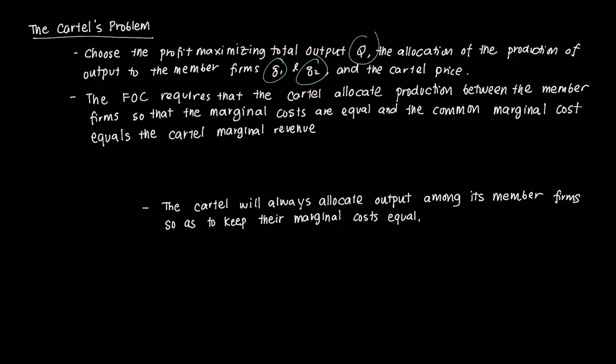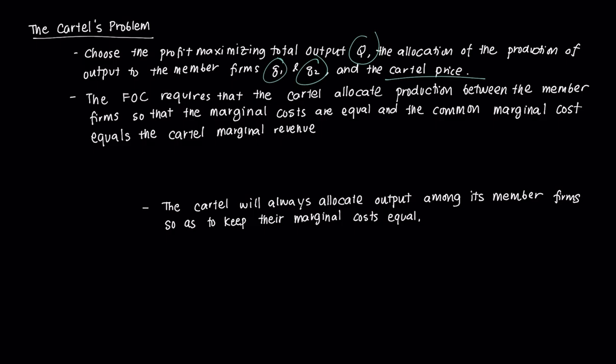And apart from this, they also need to determine at what price they choose to sell. So that's the cartel price. What we notice is that the first order condition to maximize the cartel profit requires that the cartel allocate production between the two member firms in such a way that the marginal costs are equal to the common marginal cost of the cartel, which is also equal to the cartel's marginal revenue.